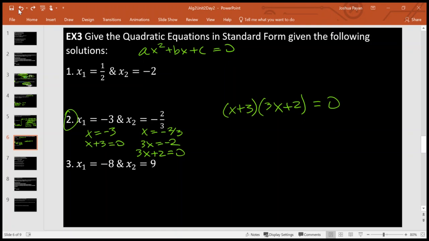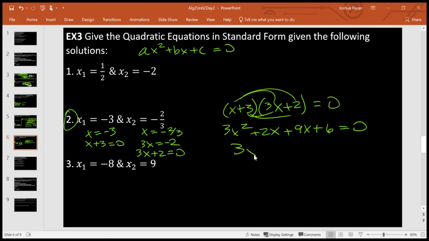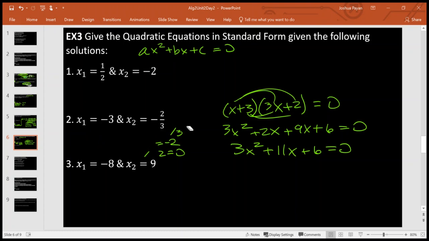Again, going back to the convention of standard form, we just FOIL to actually get that convention. So we have 3x squared plus 2x plus 9x plus 6. Combine terms, 3x squared plus 11x plus 6 equals 0. And we've got it. One last example just to make sure we've really got it.